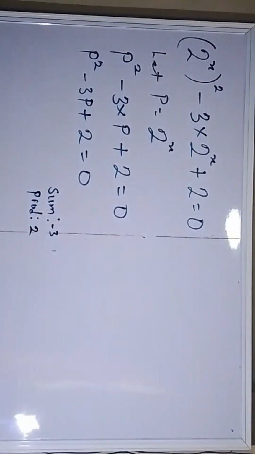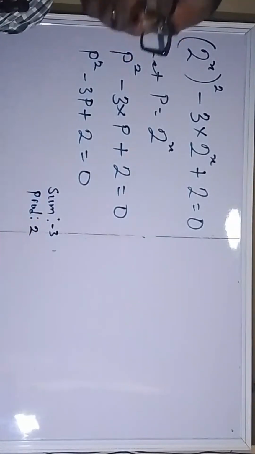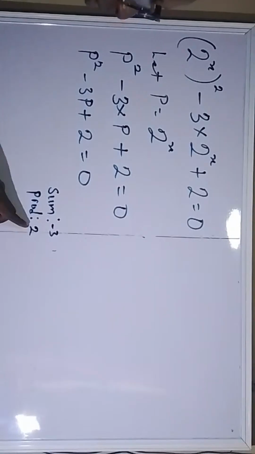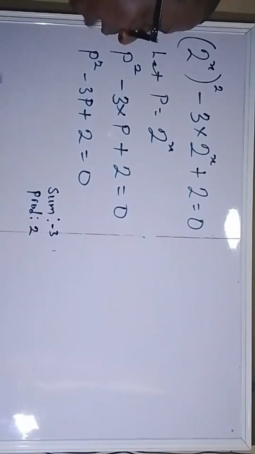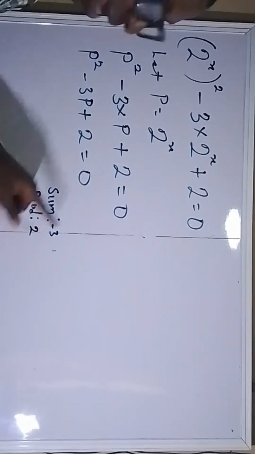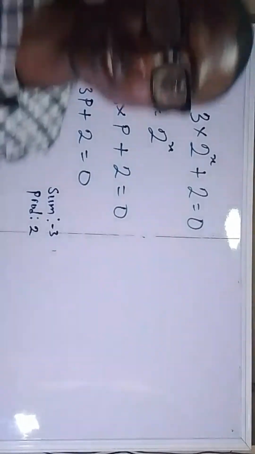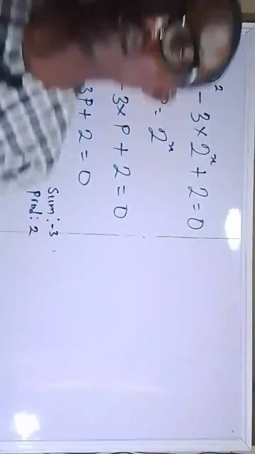So now, what are we going to do with this? You look for two numbers such that when you multiply them together, you have plus 2. And then when you add the numbers together, you have minus 3. So what are the numbers? In a minute, I want you to give me the numbers. What are the numbers?